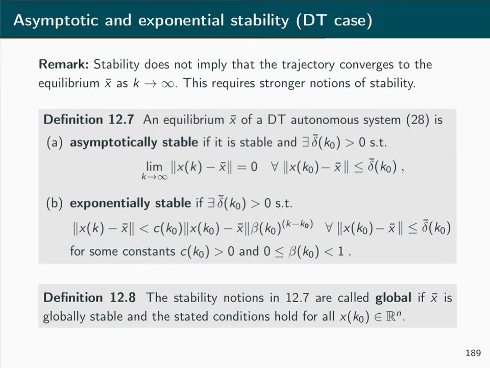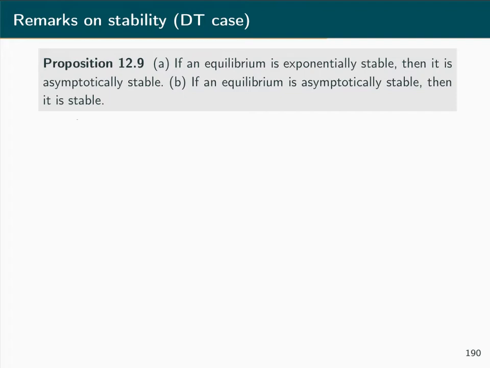Again, we can extend these stability notions to be called globally asymptotically stable and globally exponentially stable if the respective conditions hold for all initial states x of k naught, or in other words, if the delta bar of k naught is equal to infinity. Proposition 12.9 states that (a) exponential stability is a stronger notion than asymptotic stability, or in other words, if an equilibrium is exponentially stable, then it is asymptotically stable, and (b) asymptotic stability is a stronger notion than stability, or in other words, if an equilibrium is asymptotically stable, then it is stable in the sense of Lyapunov.